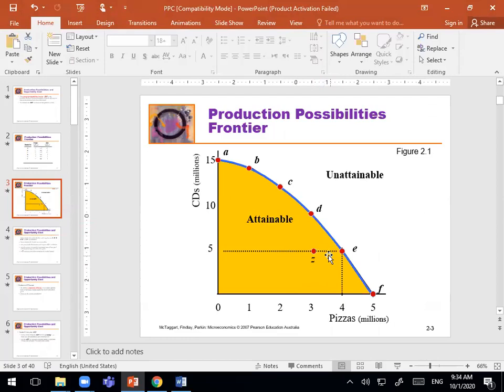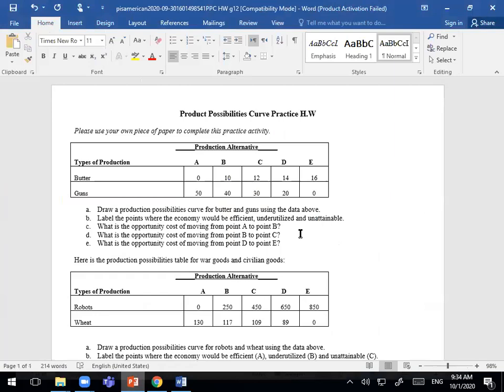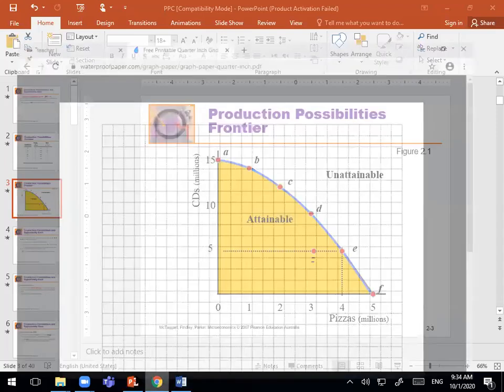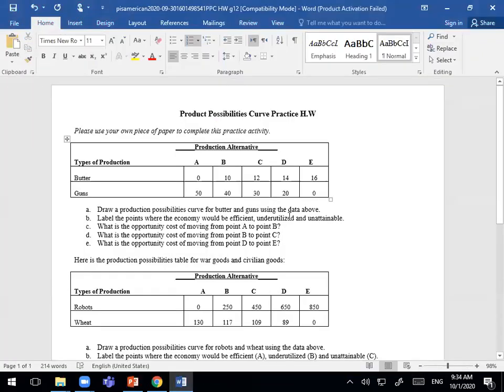They're unemployed. Then you would give another point for unattainable. And we all know that unattainable is outside the curve. As long as you're on the curve, you're being efficient. You're maximizing your production, utilizing all your resources efficiently. Unattainable, you do not have enough resources to go in this area. You can't do it. So this is what you're going to have to mark for homework, the underutilized and unattainable points.